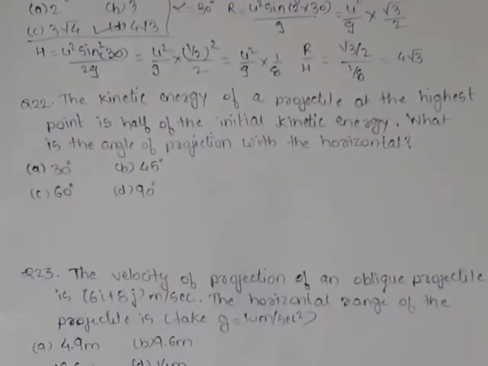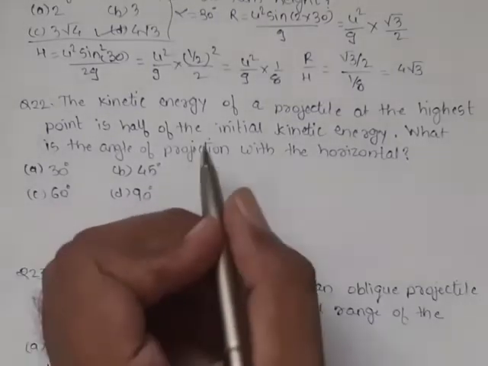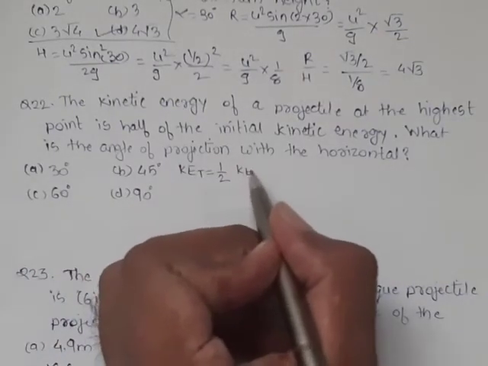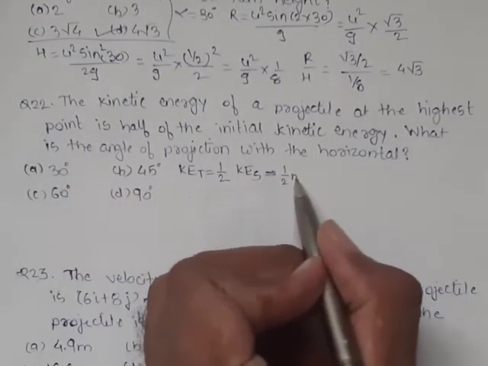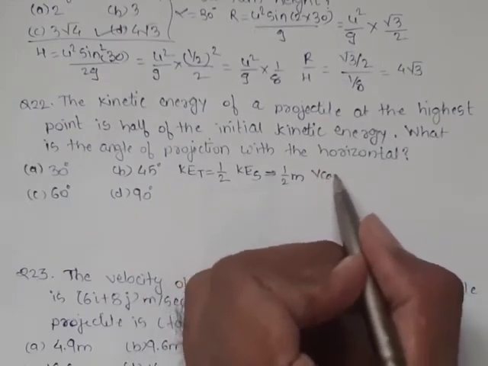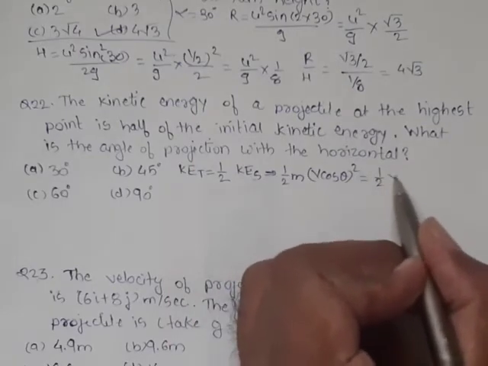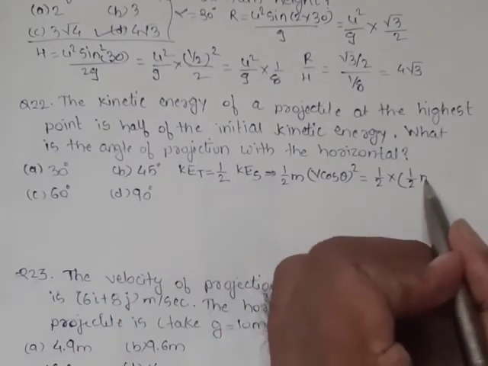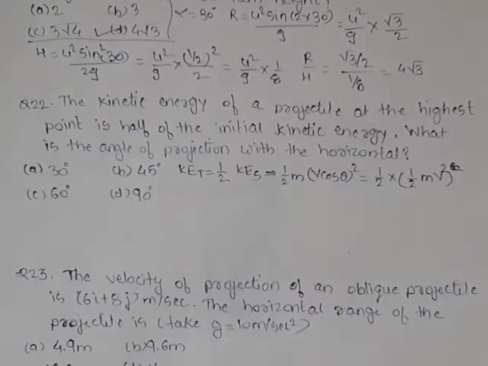Question 22. The kinetic energy of a projectile at the highest point is half of its initial kinetic energy. What is the angle of projection with the horizontal? So we can say KE at top is 1/2 of KE at the start point, the initial point. What is KE at top? KE at top is 1/2 m Vx square, or we can say 1/2 m (V cos alpha) square, equal to 1/2 into kinetic energy at start. It is 1/2 times K, so 1/2 into (1/2 m V square).